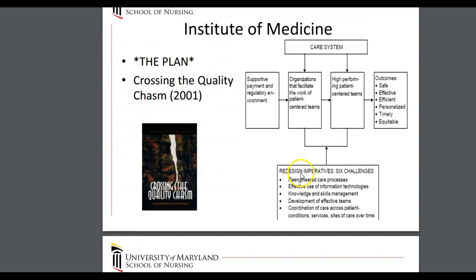So we need to redesign imperatives, and there are 6 challenges. Re-engineered care process. So what care process can we re-engineer to create this kind of high-functioning system? Effective use of information technologies. How are we using all of our information technology to the fullest so that we can provide better care? Knowledge and skills management, development of an effective team, that's huge. Communication, the old way teams were used in healthcare are going out the window. And then coordination of care across patient condition, services, and sites of care over time.